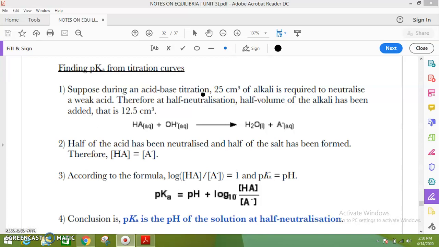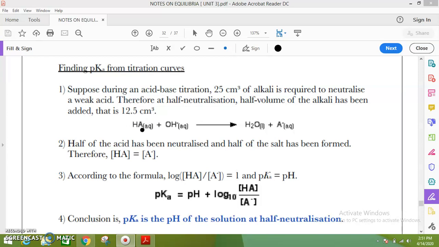Suppose during an acid-base titration, 25 cm³ of alkali is required to neutralize a weak acid. Therefore, at half neutralization, meaning half the volume of alkali has been added, that is 12.5 cm³. So you can see in point number 4, the conclusion: pKa is the pH of the solution at half neutralization. For complete neutralization, you need a volume of 25 cm³. What is half of 25? It is 12.5 cm³.